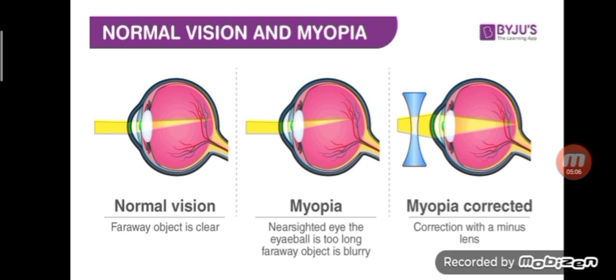So here in this picture you can see the normal vision, that the image of faraway object is clear and it is forming on the retina. In the second picture you can see a person having myopia and the image is formed in front of the retina. So how it is corrected? It is corrected by using concave lens, and you can see in the third picture the concave lens is there. So the image formed is on the retina.